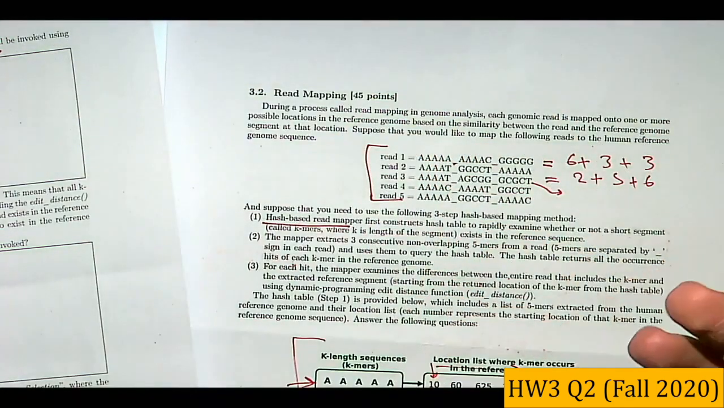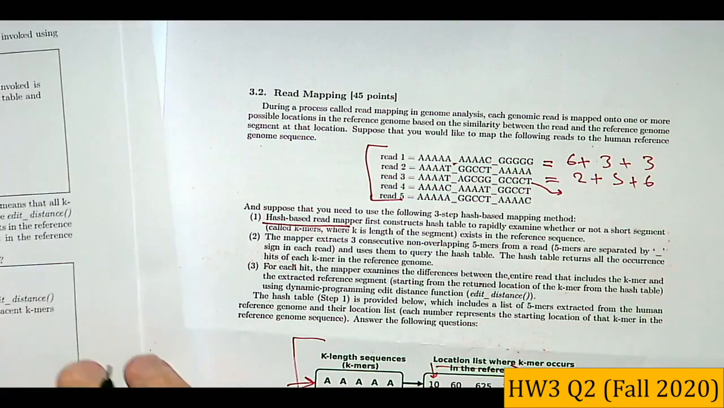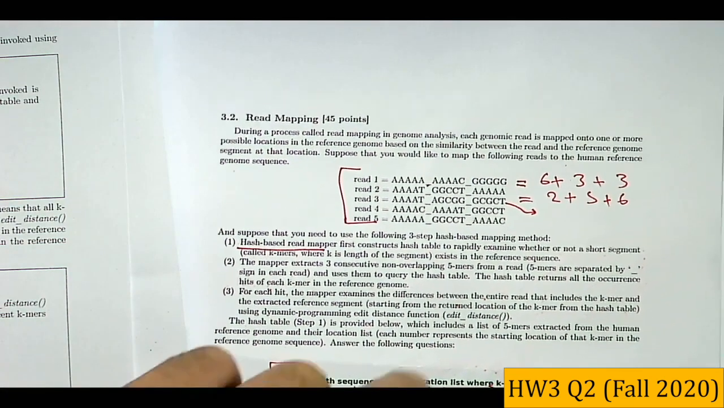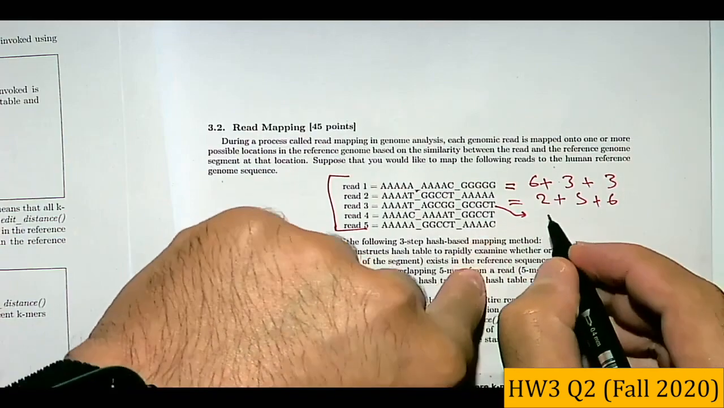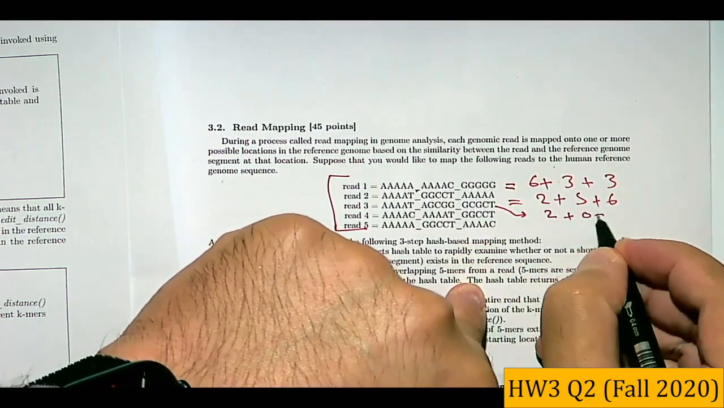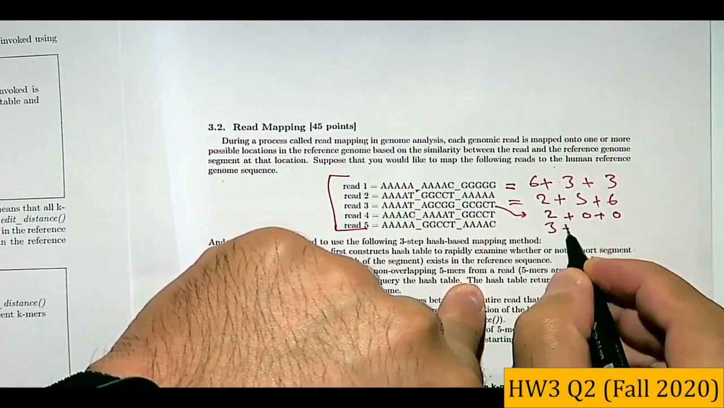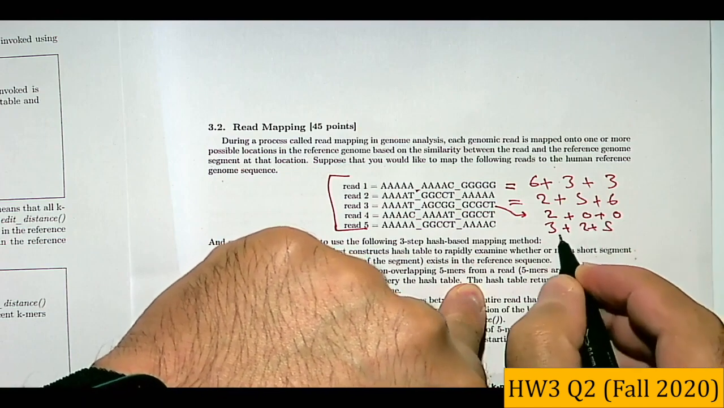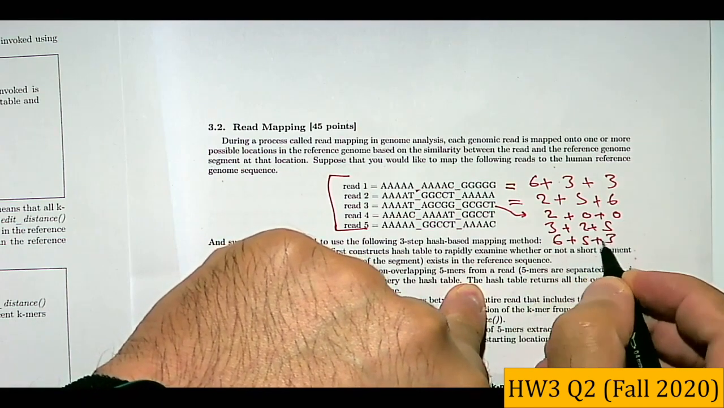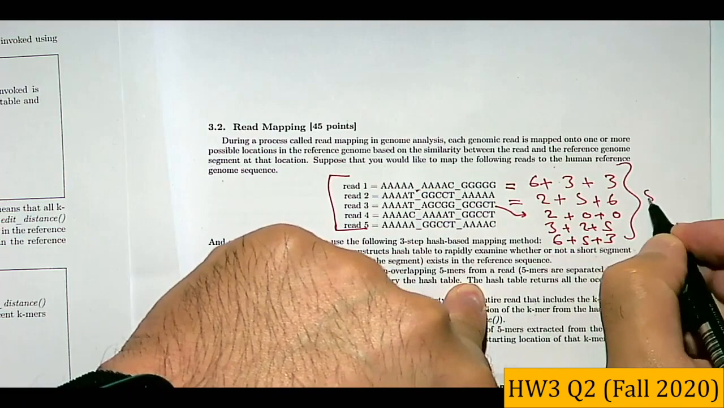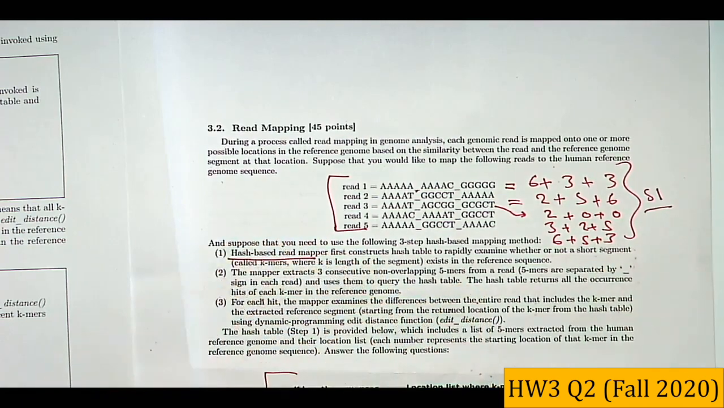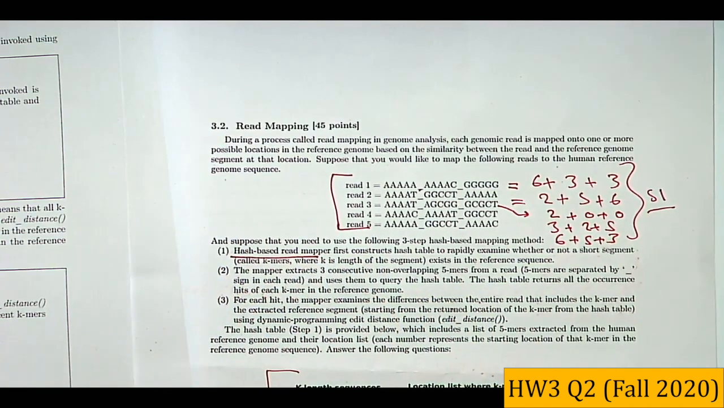Do you want me to continue? You just need to count how many times you get the location basically for this. So let's have it here, 2 plus 0 plus 0, and then 3 plus 2 plus 5, and then 6 plus 5 plus 3, and that will give you 51 locations that need to be examined for edit distance.